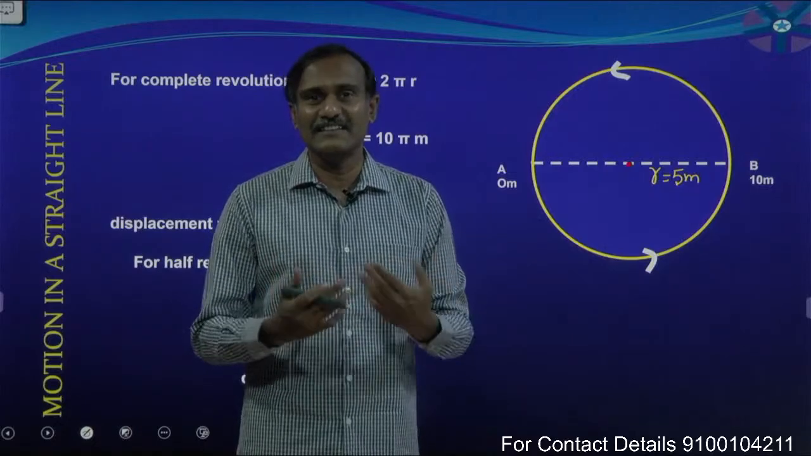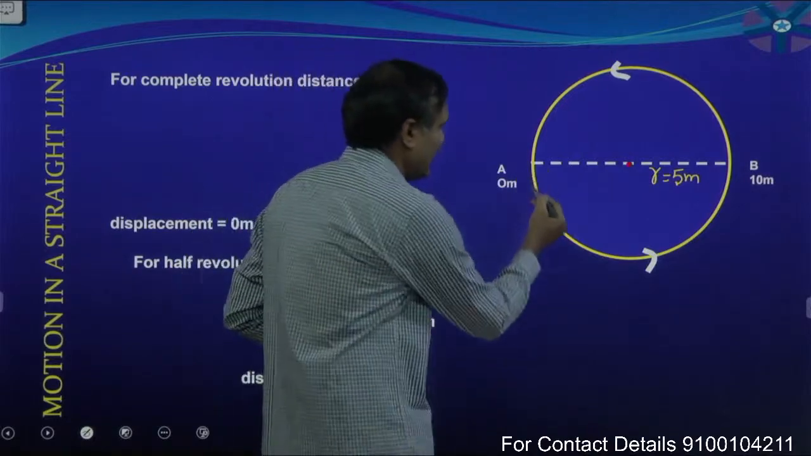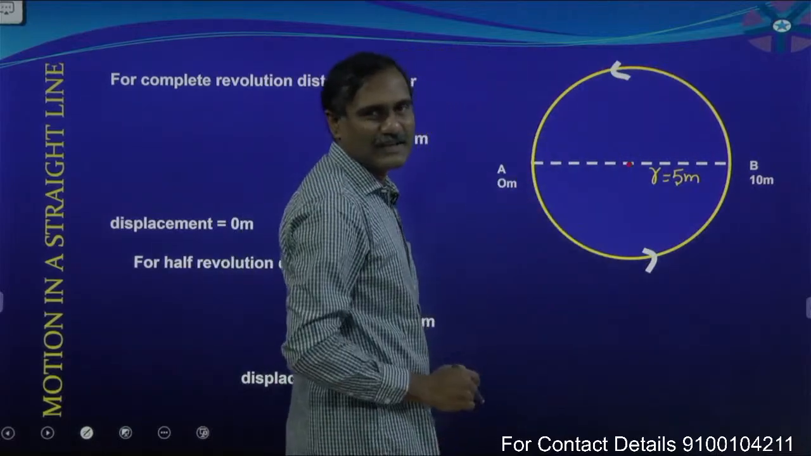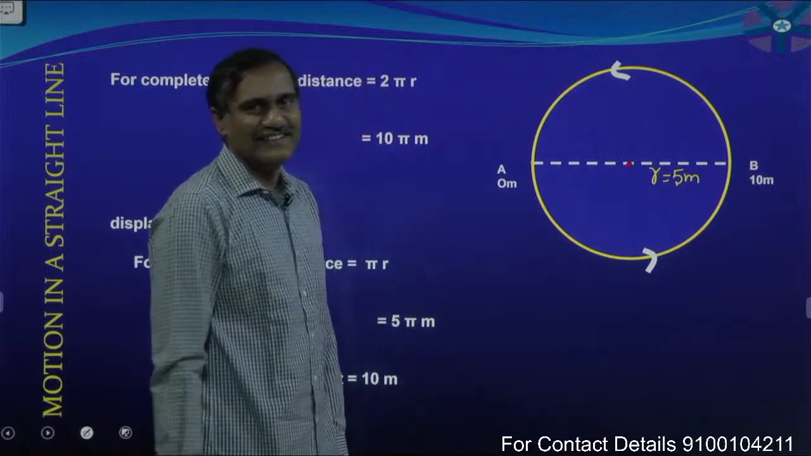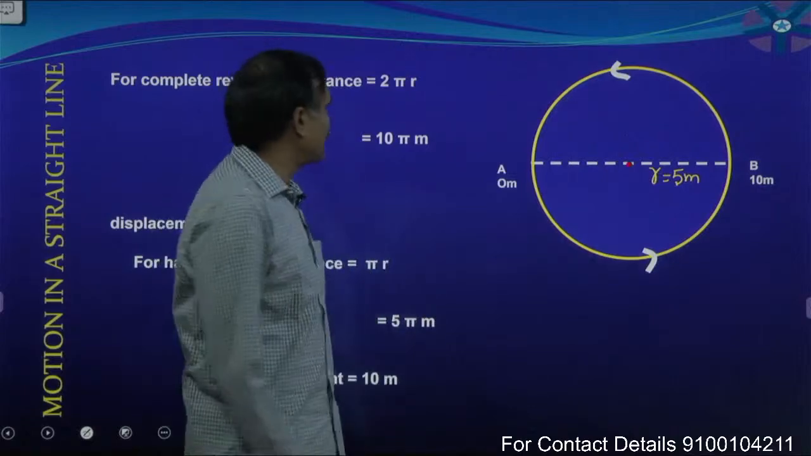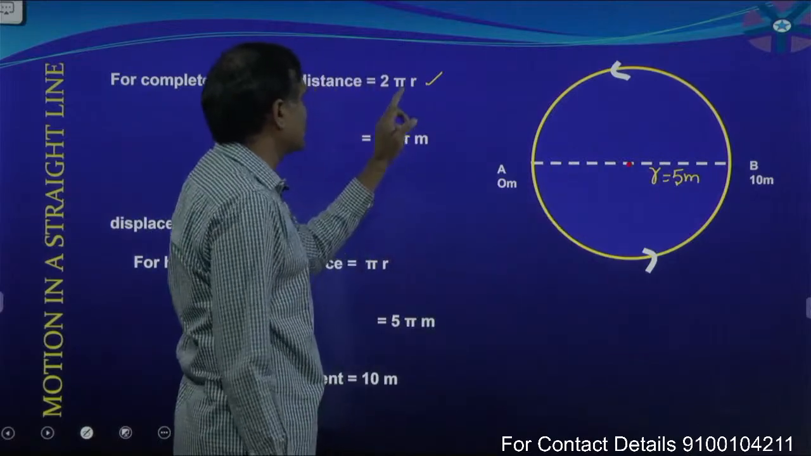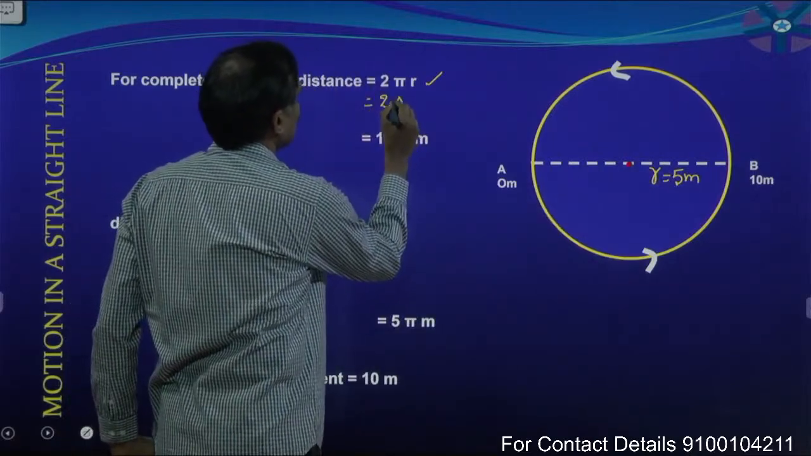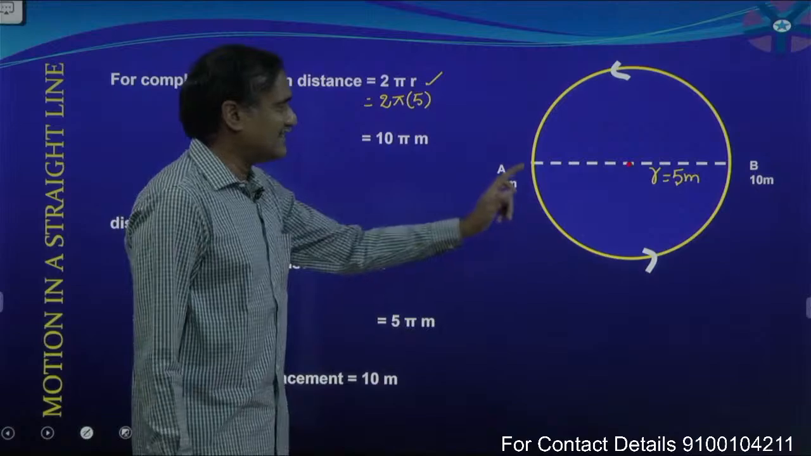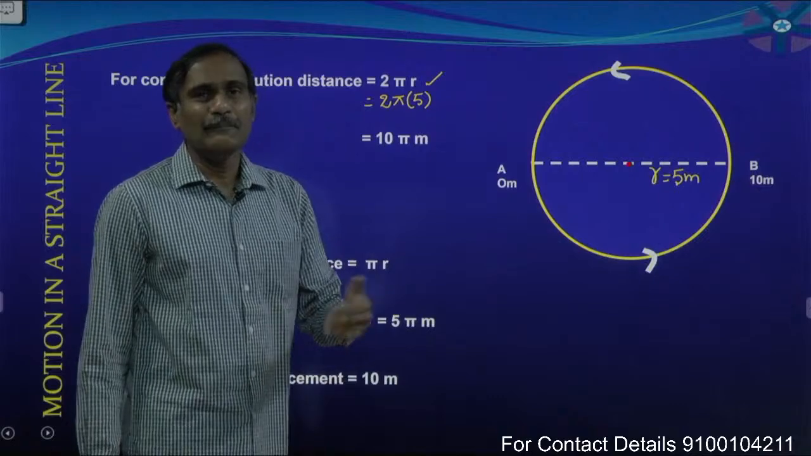Path length or distance is nothing but the total length of the path travelled by the particle. Its total length from here to here is nothing but the circumference. What is the formula for the circumference of a circle? 2 pi r. But r is equal to 5 meters, therefore 2 pi into 5 becomes 10 pi meters. Its circumference is 10 pi meters, so its path length is equal to 10 pi meters.